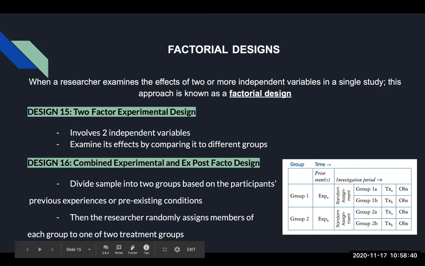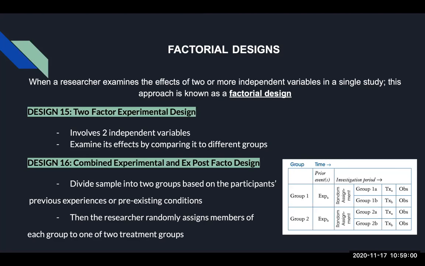Factorial designs. When a researcher examines the effects of 2 or more independent variables in a single study, this approach is known as a factorial design. Some examples of these would be the 2-factor experimental design, which involves 2 independent variables, and you examine its effects by comparing it to different groups.